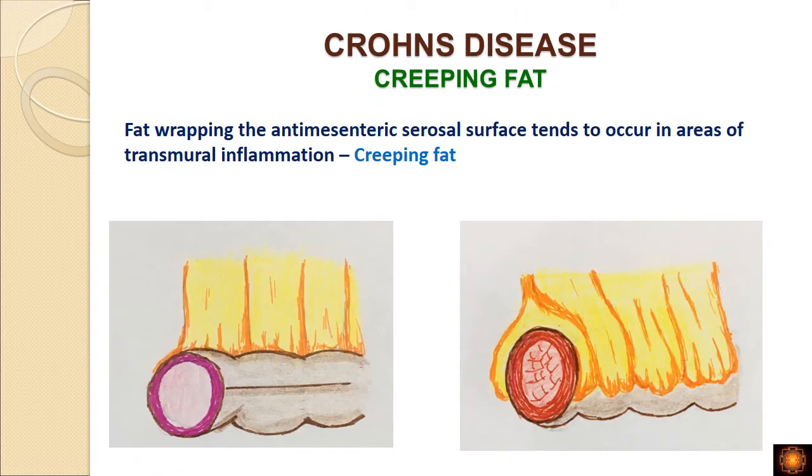Then another important feature is the wrapping of fat. Usually we see the fat at the mesenteric border, but in Crohn's disease there will be fat wrapping the anti-mesenteric serosal surface. You see here, this wrapping of the fat we see in the areas where we have transmural inflammation. Here you can see the difference in the photograph. We see as if the fat is wrapping around the intestine. This one they call creeping fat. This is also one of the diagnostic findings in Crohn's disease.